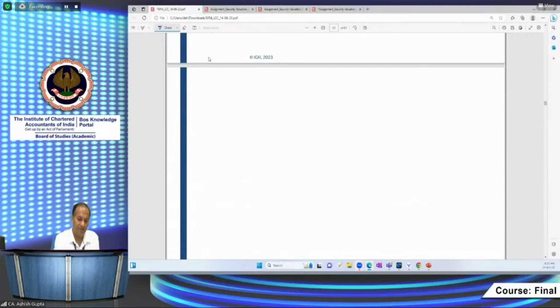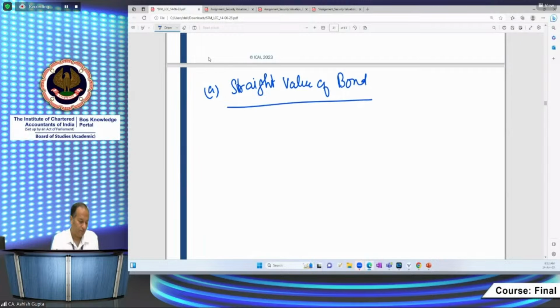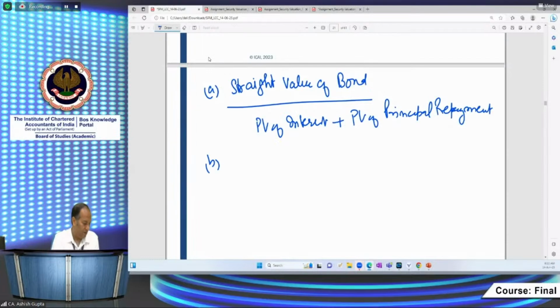Now, students, some concepts related to conversion I'm not discussing here, repeating it, but you can refer. I'm just jotting down their important points. Straight value of bond, PV of interest plus PV of principal repayment, that I have covered. Then comes conversion value.